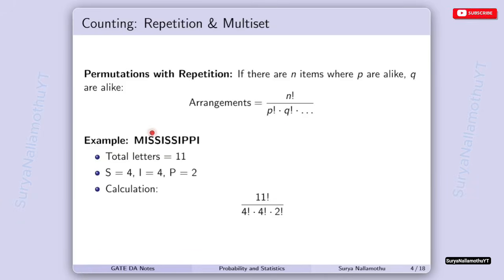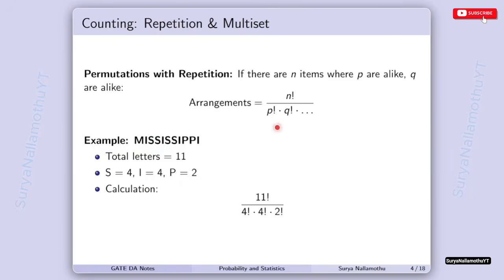Mississippi is one of the examples. Let us consider that this word has 11 letters. In these 11 letters, S is 4, I is 4, P is 2. The S is repeated 4 times: S, S, S, S. And I is repeated 4 times, so I is equal to 4. P is repeated 2 times, so P is equal to 2.